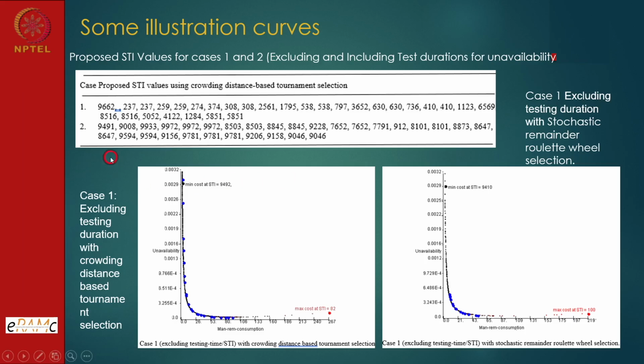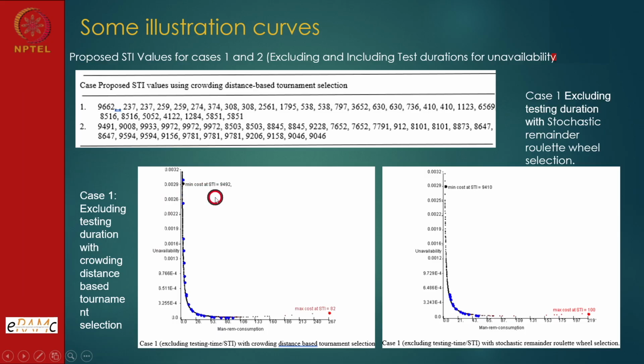When testing time is excluded, we have 1, and when testing time is included, we have a host of values over here. If you plot it in the graph, you can see minimum consumption and STI, and then here it is unavailability. For us, unavailability was given the maximum weightage. So the minimum cost at STI is 9492. What is the unavailability? 2.9 into 10 to the power minus 3, that means almost 3 into 10 to the power minus 3.